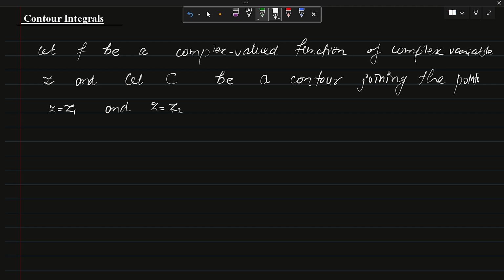Okay, so in the scenario where the complex plane is being discussed, c is a contour which joins the points z1 and z2 in the complex plane.